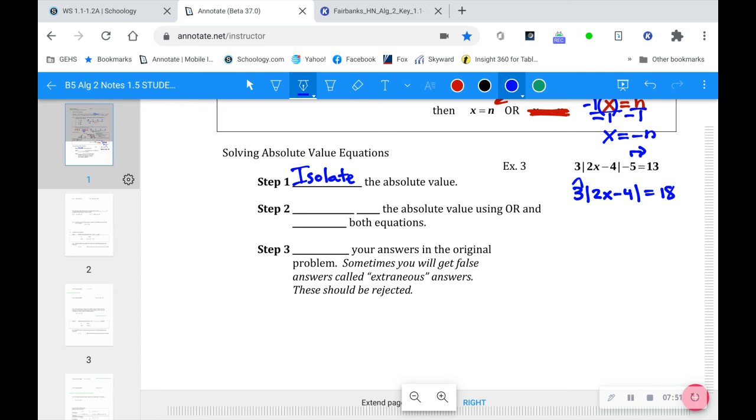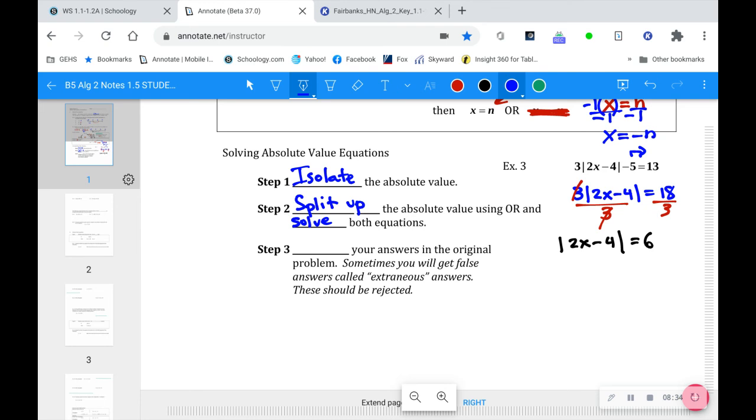And then we're going to get rid of this 3 on the outside. And the temptation here is to distribute because those look like parentheses, but they're not. So you have to get rid of the multiplication by dividing. And then they cancel off. So that takes us down to the isolated version of this, like that. Okay, and then you need to split up the absolute values using OR and solve both equations.